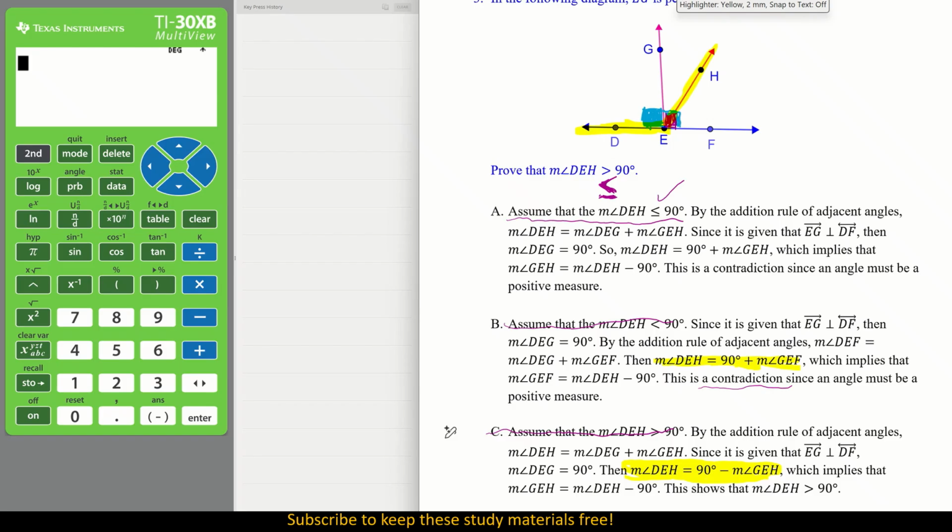However, this is a contradiction since an angle measure must be a positive measure. What that means is that it's got to be greater than 0. And from this, given, oh, wait a minute, DEH minus 90. It's saying it's greater than 90 and then minus 90. But we're saying that DEH is greater than 90. Oh, because we started out saying that's where it is.